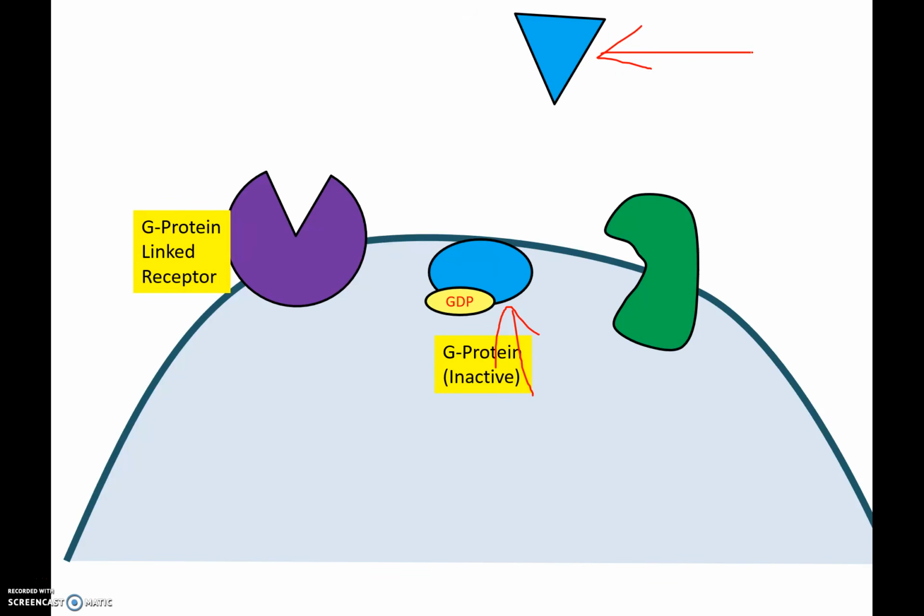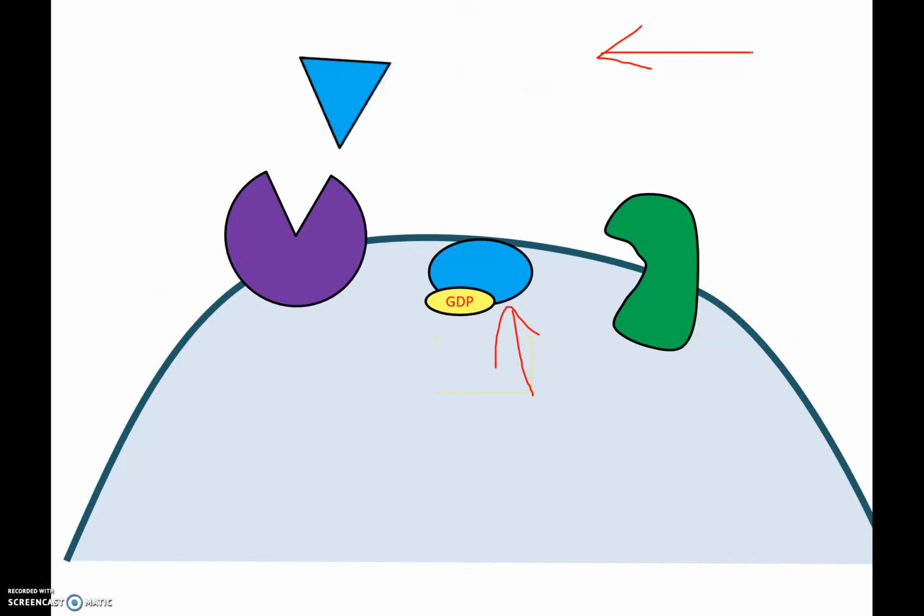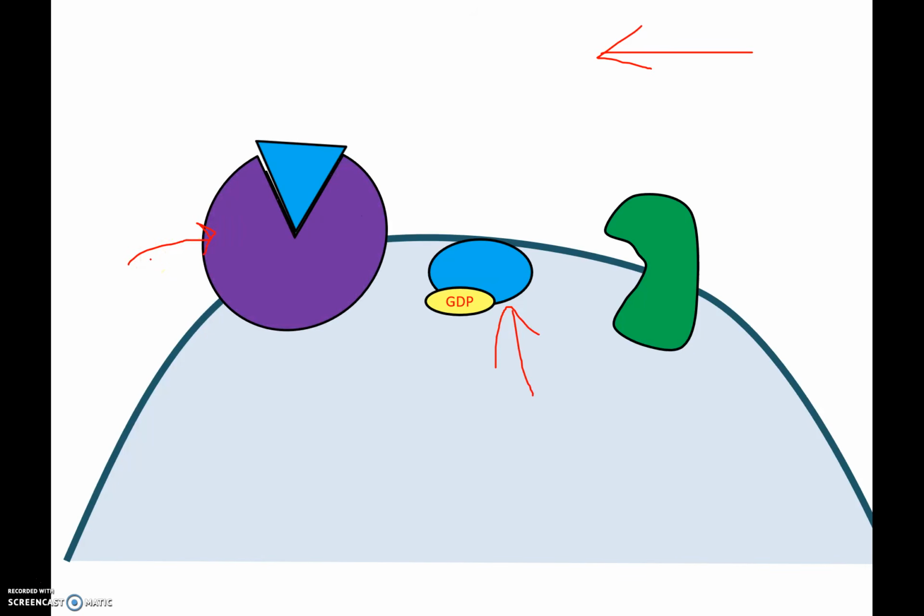etc. And so when we look at how this works, the ligand or the signaling molecule is going to attach to this G protein linked receptor. And so this right here is the receptor protein, and when the ligand attaches to it, it's actually going to go through a conformational change in shape. And so what will happen next is here you have your inactive G protein, and we know it's inactive because it has the GDP attached, the GDP nucleotide.